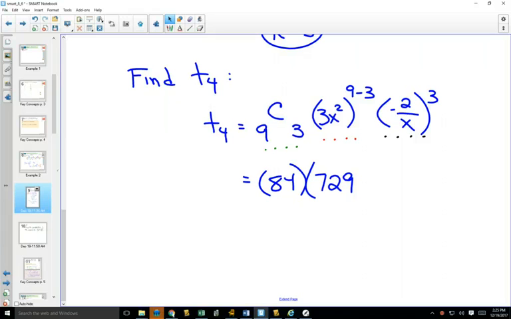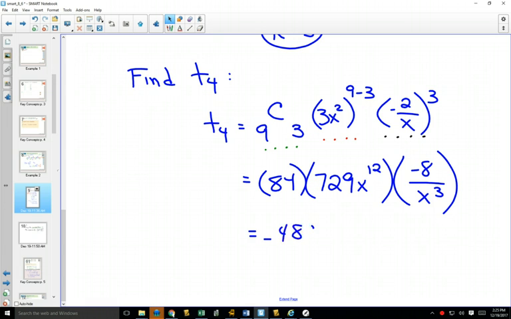$729. X squared to the 6 will be x to the 12. And negative 2 cubed will be negative 8. And x cubed at the bottom. So once you've simplified each one separately, now you can multiply your numbers together. So 784 times 729 times negative 8.